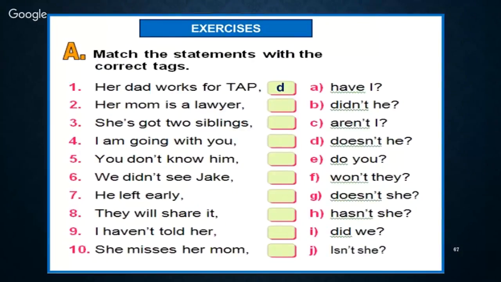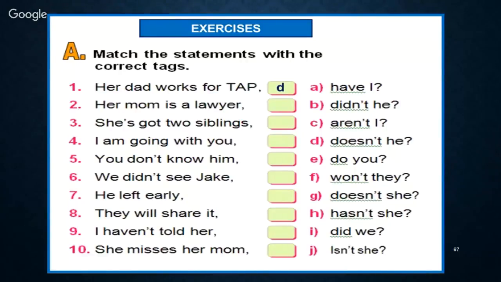Now we'll do some exercises. Short answers and question tags are a very minor part. Short answers 2 marks, question tag 2 marks in the examination. But if you get it correctly, you get 4 marks just like that. So let's try to match the following.